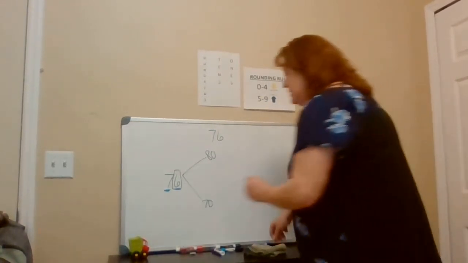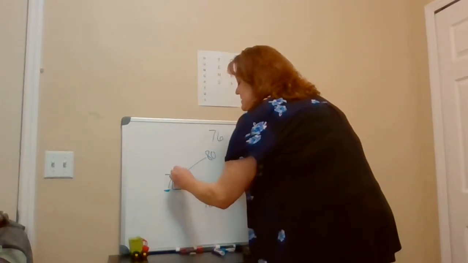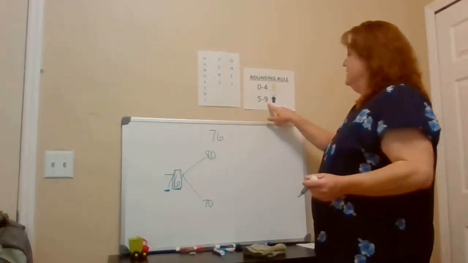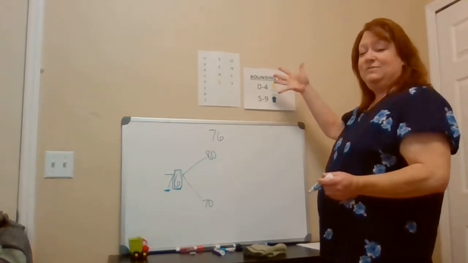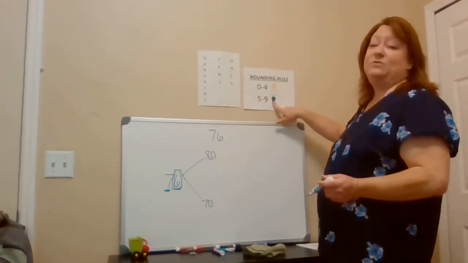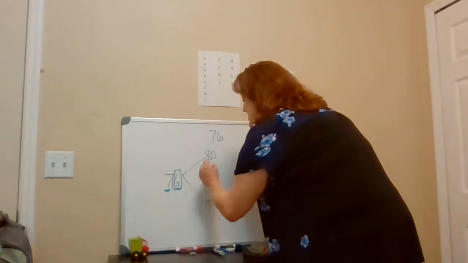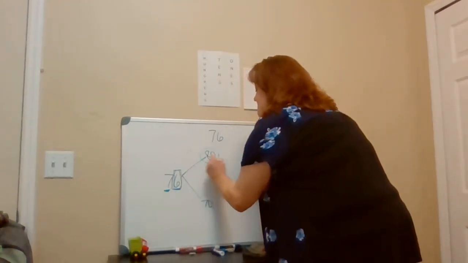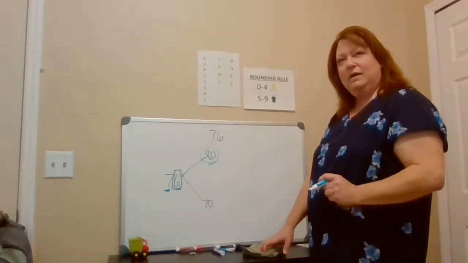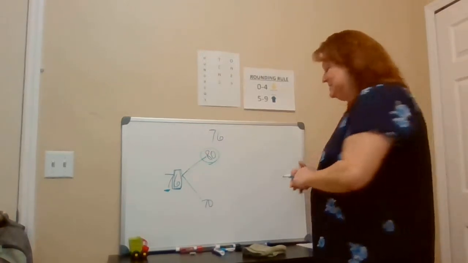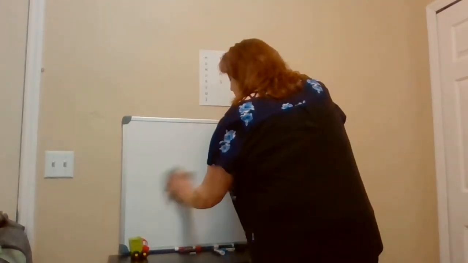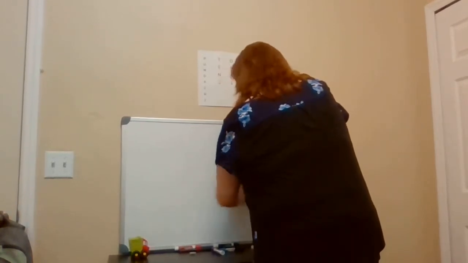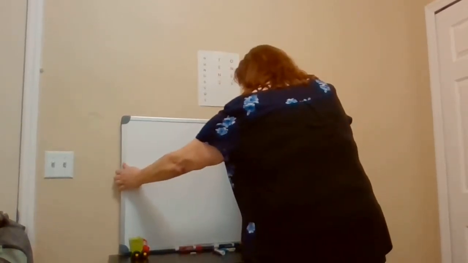Okay? So here we see that the 6 is in the 5 to 9. So 5, 6, 7, 8, 9, right? So we're going to round up. So that's 76. We're going to round up, becomes 80. Okay? Does everybody get that? It's a little different than doing number line. But once you get that down, it's a little easier than doing a number line.